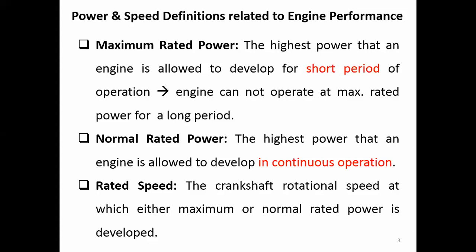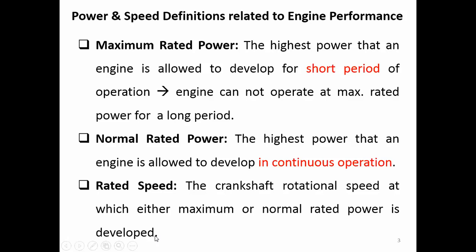Okay. Another one is the rated speed. The rated speed is the crankshaft rotational speed at which either maximum or normal rated power is developed. So at the time that you have maximum rated power, what is the speed of that engine? Or at the time that the engine provides normal rated power, what is the speed of that engine? These two speeds are called rated speed.